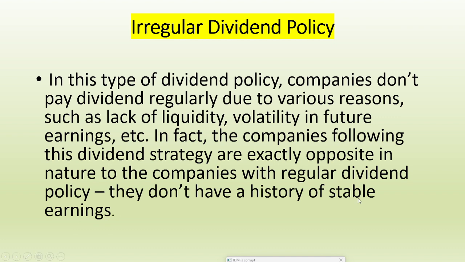They don't have a history of stable earnings. Means here the company will use the irregular dividend policy when they do not have stable earnings.